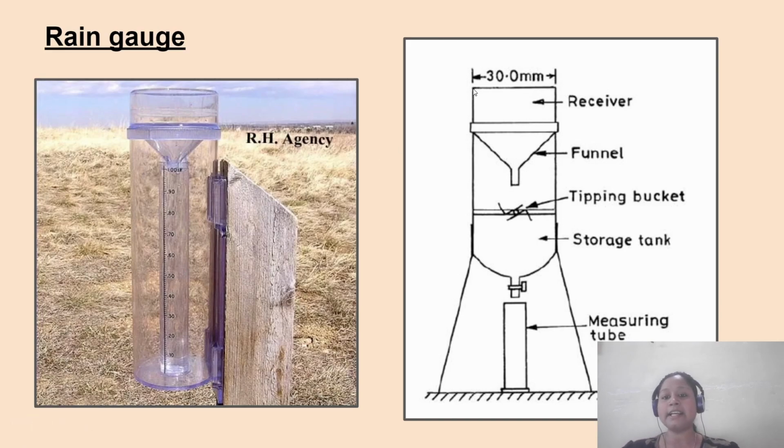So this is the construction of the rain gauge. This region we call the receiver, this we call the funnel, this is the tipping bucket from which water gets collected. It's a storage tank, and further it goes on to the measuring tube from which we can understand how much rainfall is being experienced in a particular area. This much is clear, I hope.